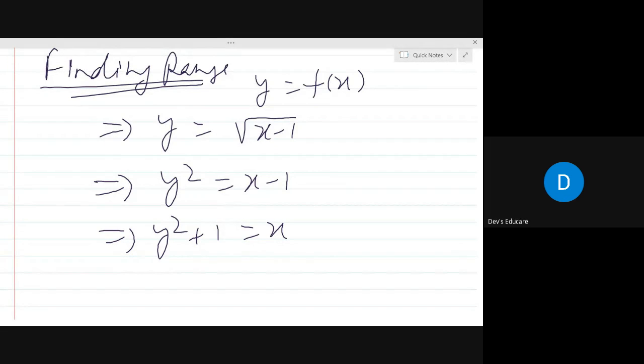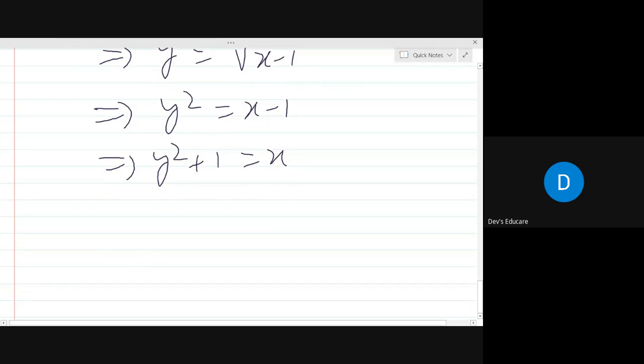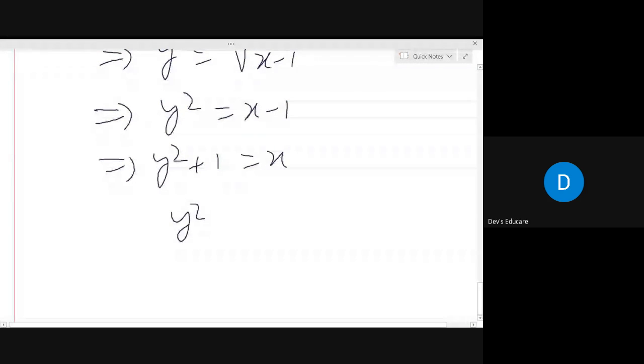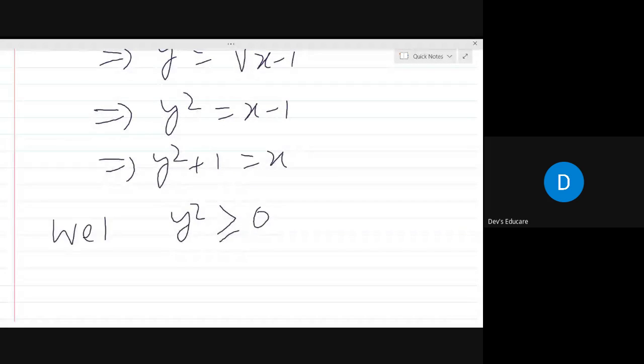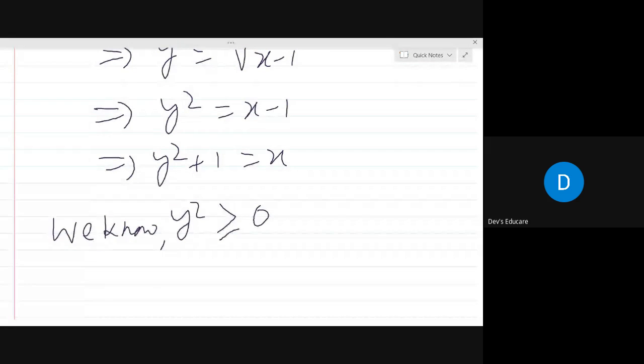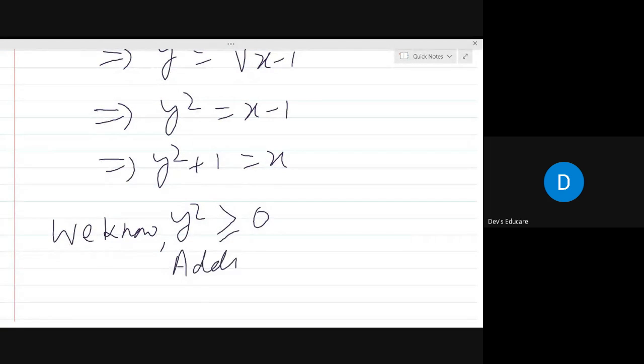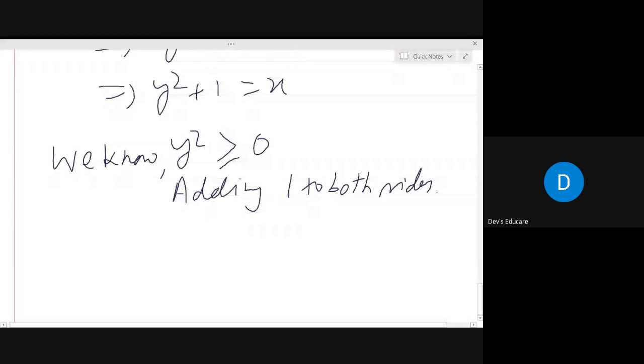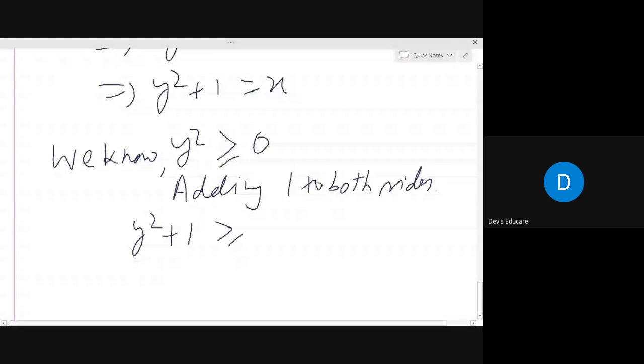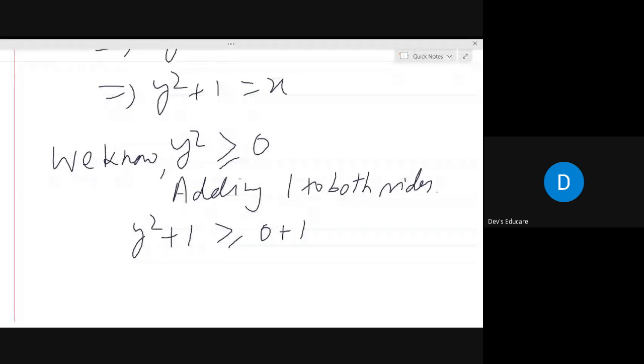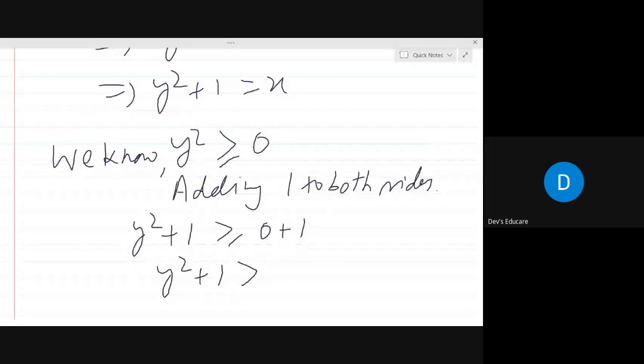And we know that y square is always greater than or equal to 0, because square numbers are always positive. Adding 1 to both sides, we have y square plus 1 greater than or equal to 0 plus 1. That means y square plus 1 is greater than or equal to 1.